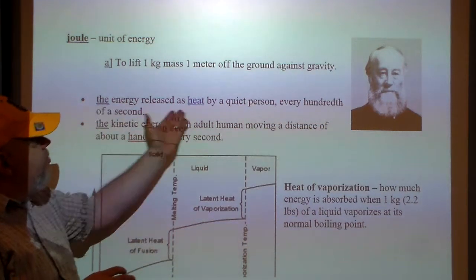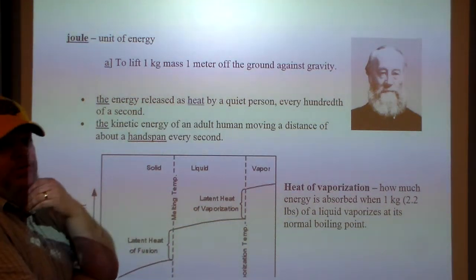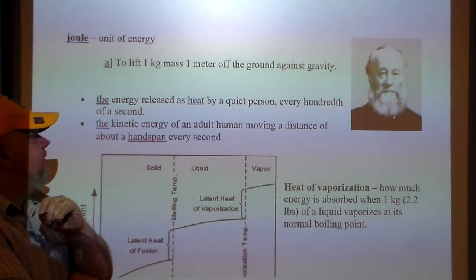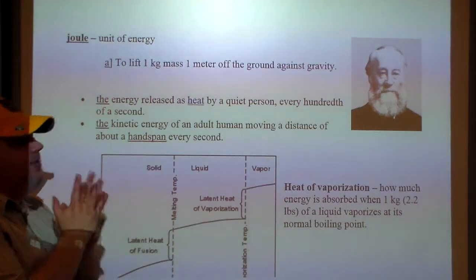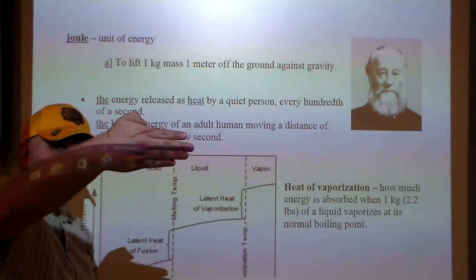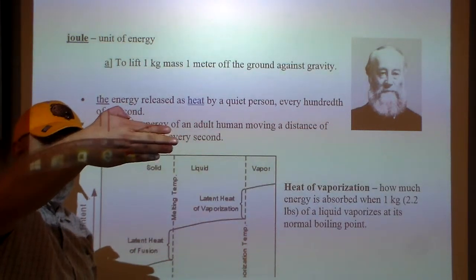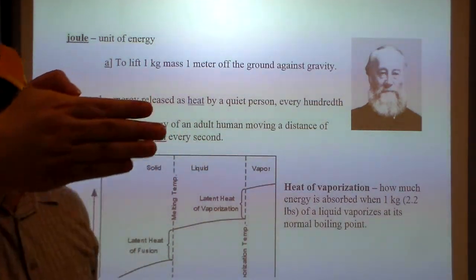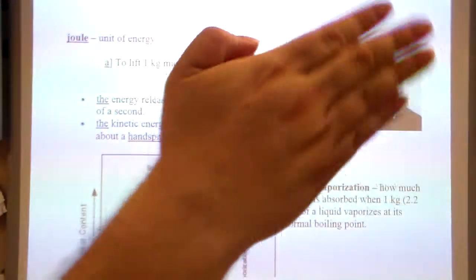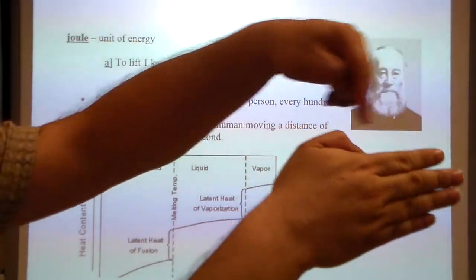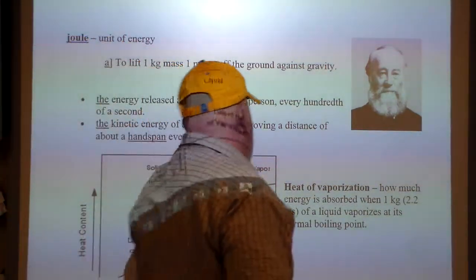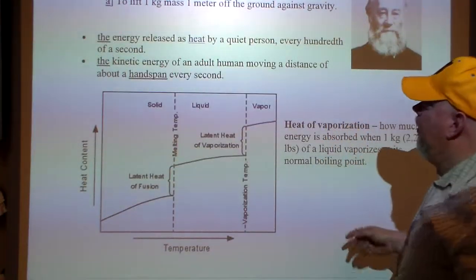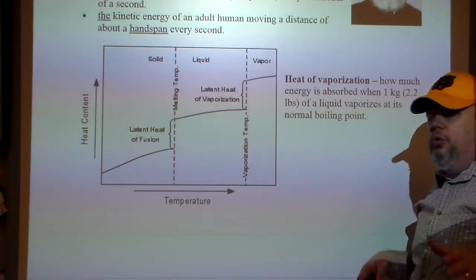Or the energy released as heat by a quiet person every 1/100th of a second. Or it's the kinetic energy of an adult human moving a distance about a hand span every second. This is a hand span right here, for those people who are wondering. You see, we take the hand span this way. Yeah, that's a hand span. Okay, so now we have the idea of what a joule is.